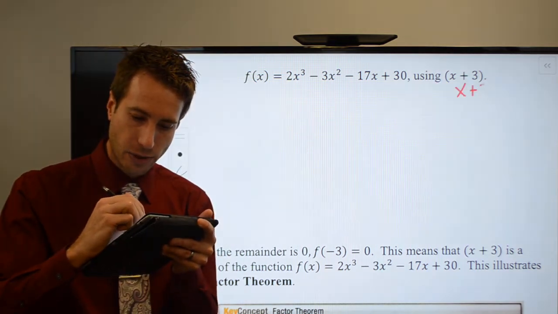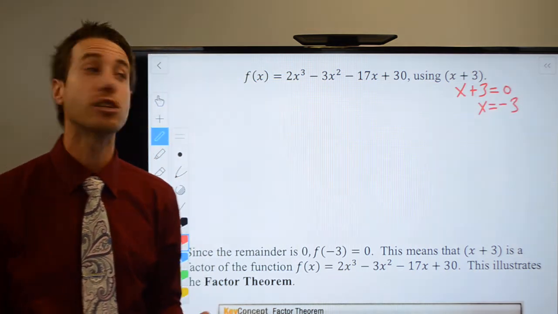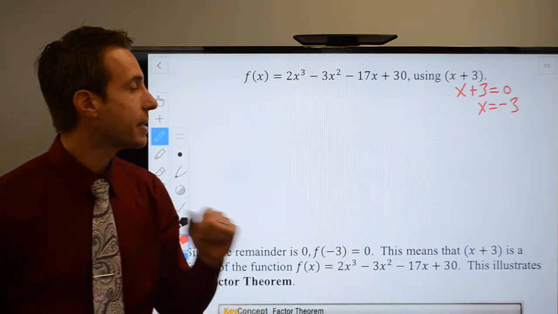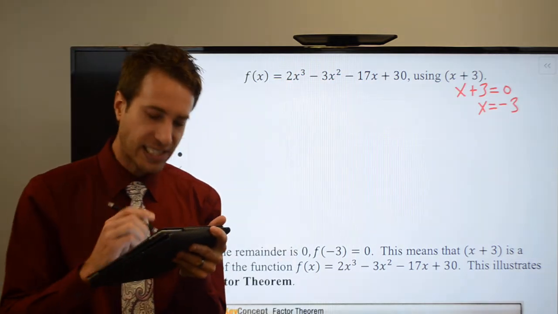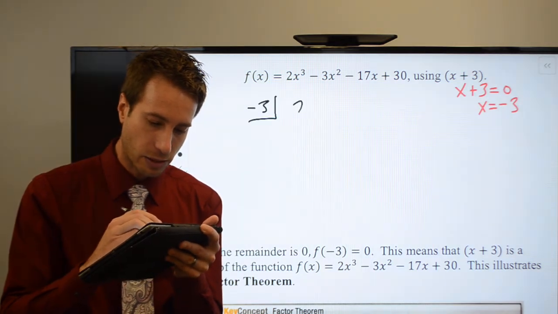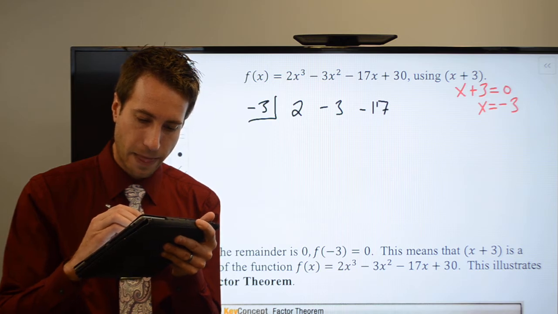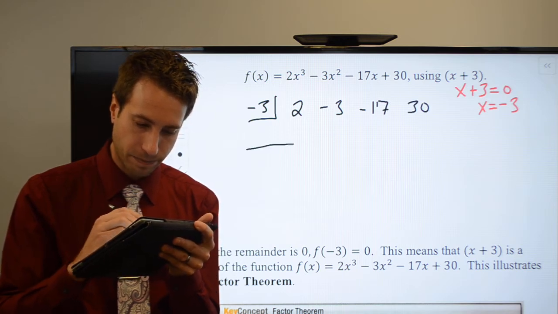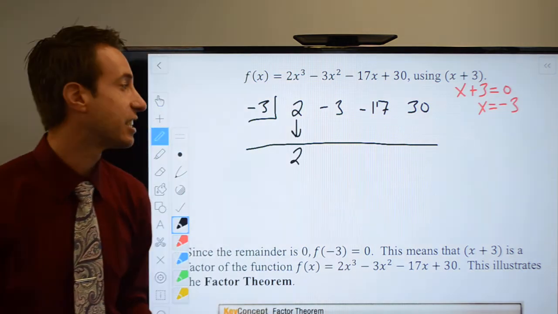X plus 3 is equal to 0, which means x is equal to minus 3. So I'm going to use the domain value of minus 3. Check to make sure I don't need any placeholders. 3, 2, 1, 0. Everybody's there. Go ahead and set up your synthetic division. So minus 3 goes inside the box. 2, minus 3, negative 17, and 30. Bring down the 2, and away we go.